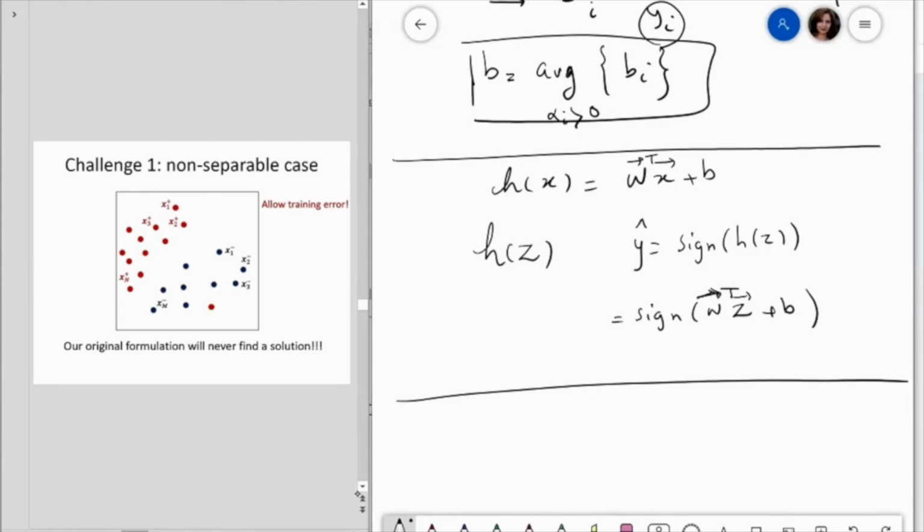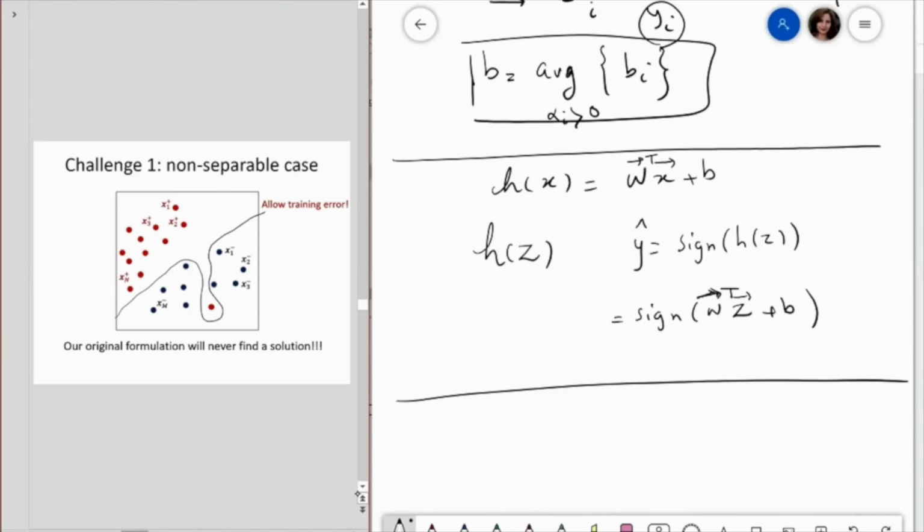But what if I have a non-separable case that we have seen an example of before? Or in this picture, you can see one of these red class members is on the blue side. What should I do? Should I draw this kind of a very twisted line to take care of it? Well, that could be an option.